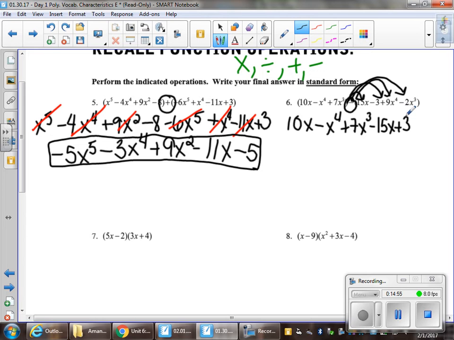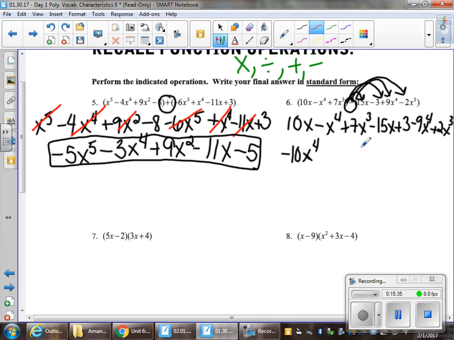Positive 3. Plus 2x cubed. All right, and now we're going to combine like terms. What am I going to start with? Everything with an exponent of 4. So we have negative x to the 4th and negative 9x to the 4th. So what is that going to become? Negative 10x to the 4th. We have a negative x to the 4th and a negative 9x to the 4th. We're adding them together. What's negative 1 plus negative 9?